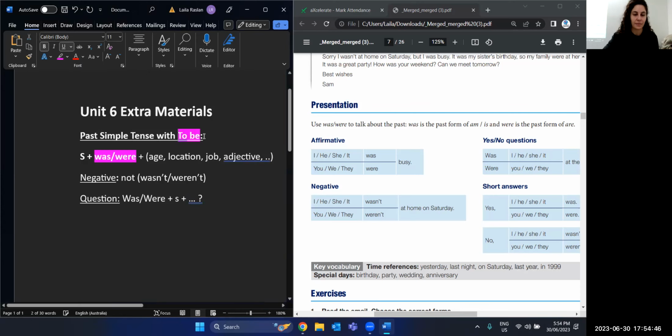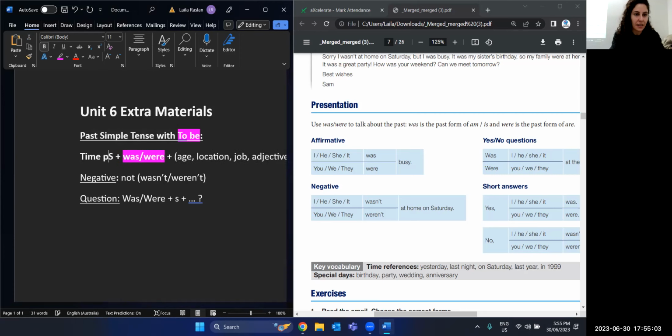To be. That's it. Was, were in the past. So just be careful. It is the past. We looked at time expressions. Remember yesterday, last night? You can put this at the beginning. So this is just here.